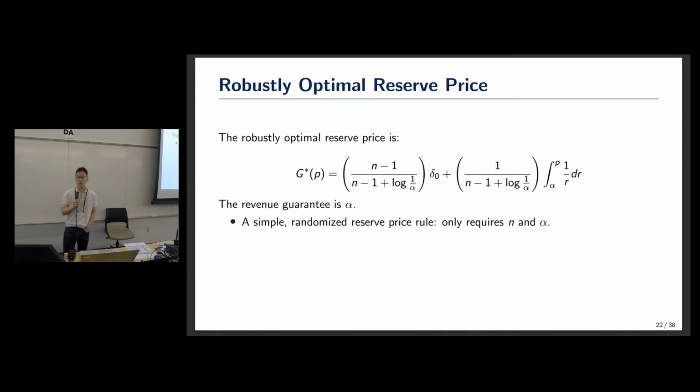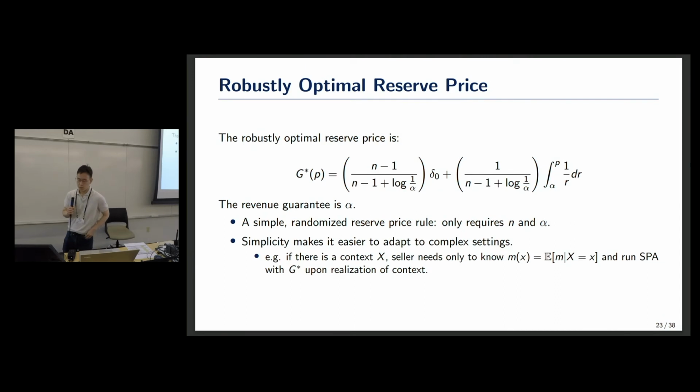What's nice is that this is a very simple randomized reserve price rule that only requires the number of bidders, and this number alpha, which is calculated from the mean directly. And the simplicity makes it easier to adapt to complex settings. For example, if there's a context that's informative of the value distribution, for any realization of the context, you can use this auction, and all you need to know are the conditional expectations, which you can fit through regression.